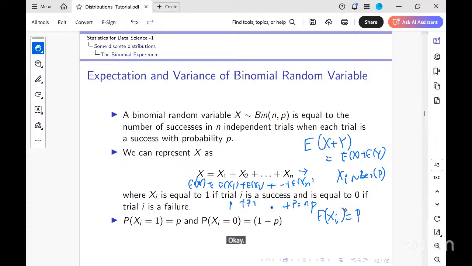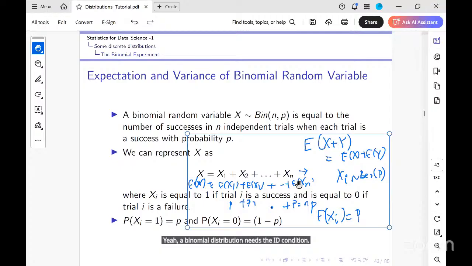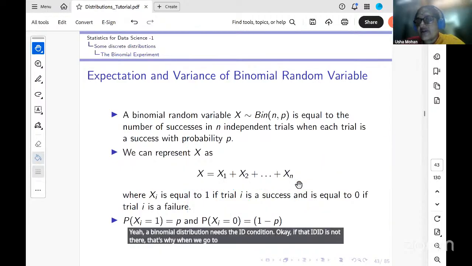Ma'am, it basically follows IID, right? Yeah, a binomial distribution meets the IID condition. Okay, if that IID is not there, that's why when we go to hypergeometric, you'll see why it fails.